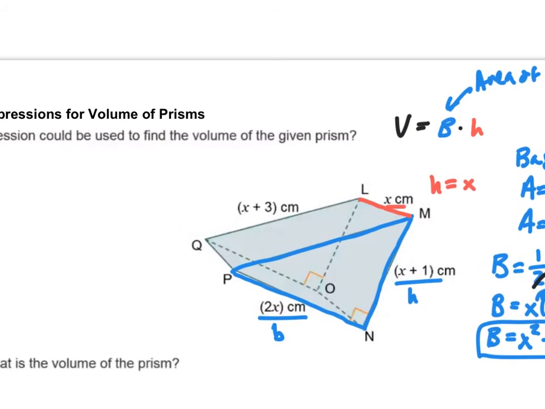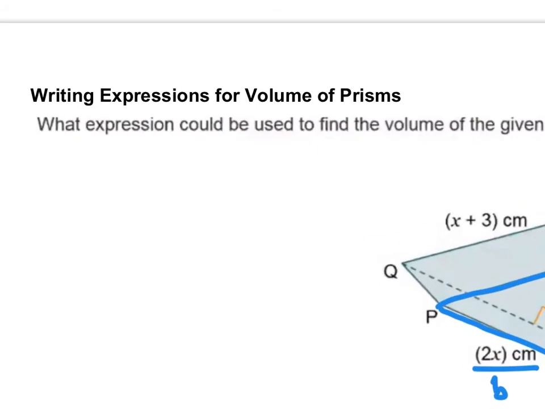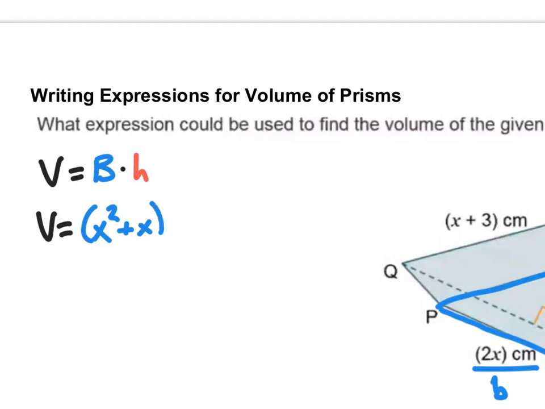All right? So my volume is equal to, remember, the area of your base times the height. So volume is going to be x squared plus x, and then we're going to multiply that by x. I can, again, distribute this x into each of these, and I'm going to get that my volume is x squared times x, which is x cubed, then plus x squared.